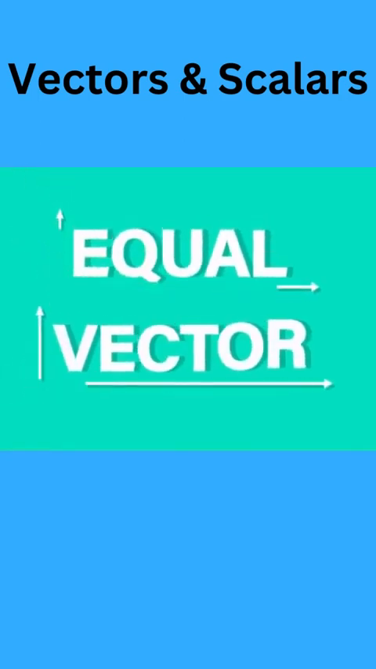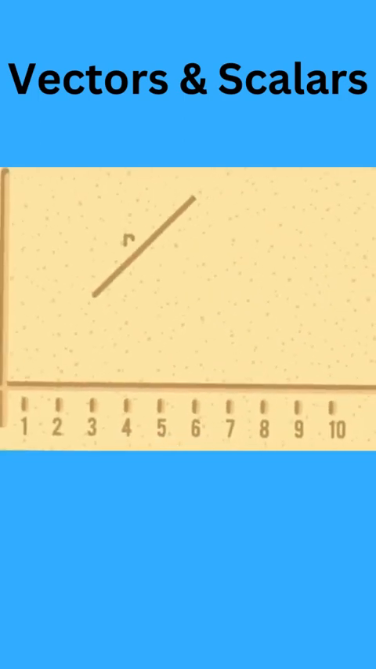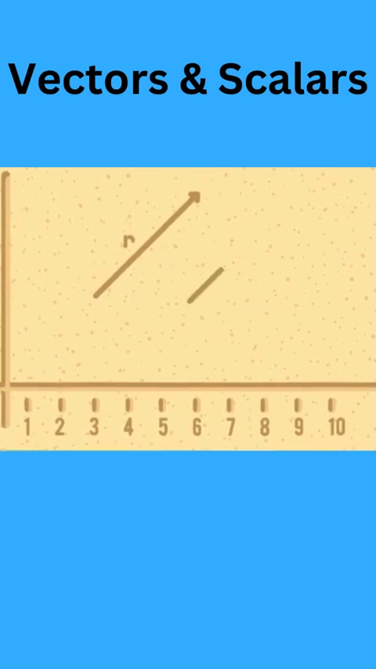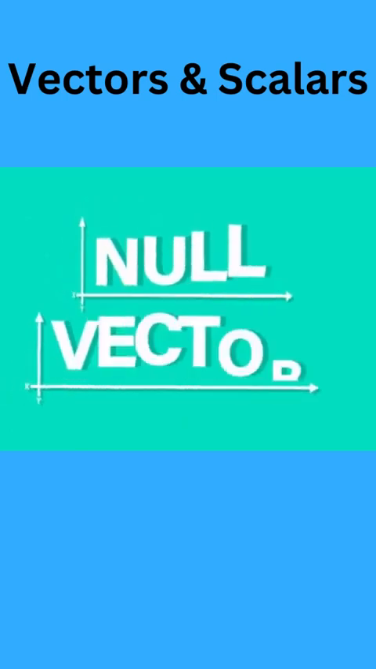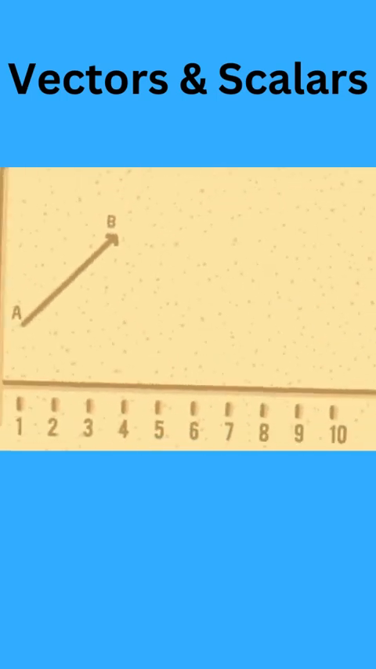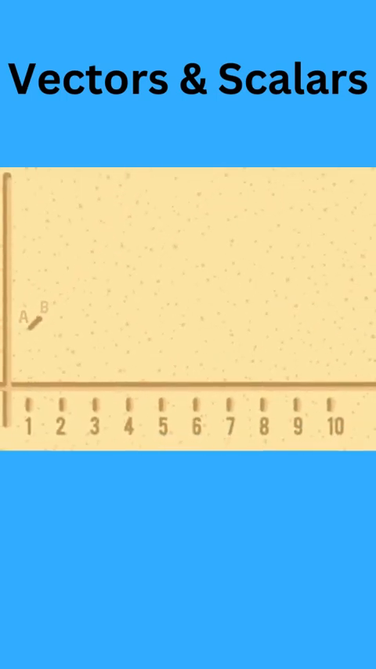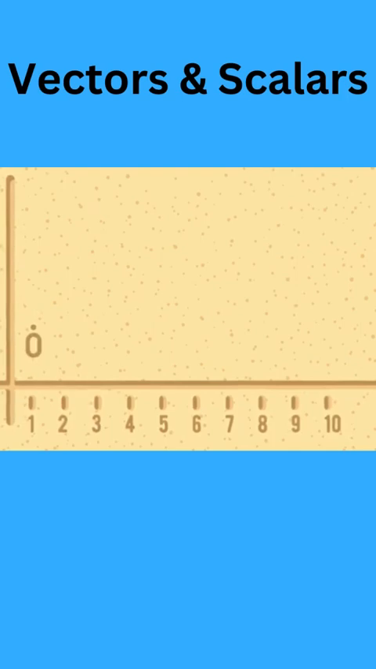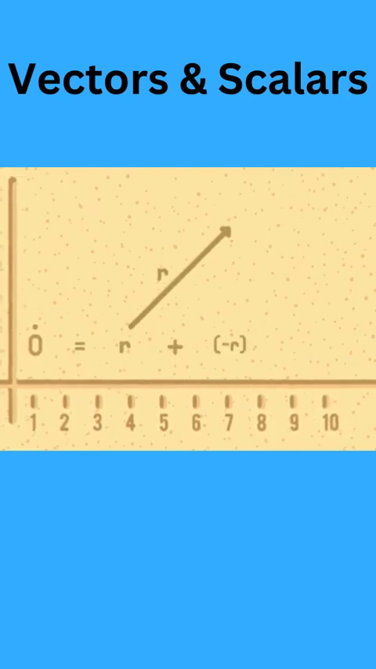Equal vectors. Two vectors having the same direction, magnitude and unit are called equal vectors. Zero or null vector. A vector having zero magnitude and whose initial and terminal points are the same is called a null vector. It is usually denoted by O. The difference of two equal vectors, the same vector, is represented by a null vector.